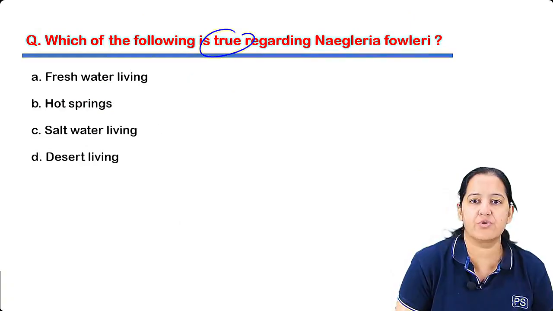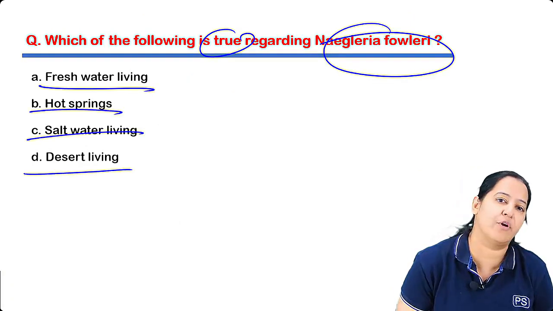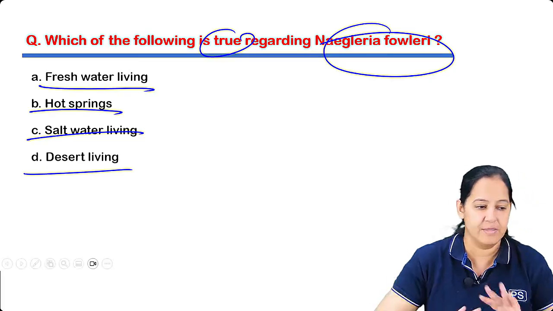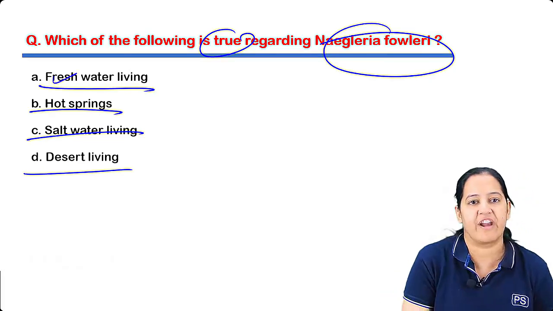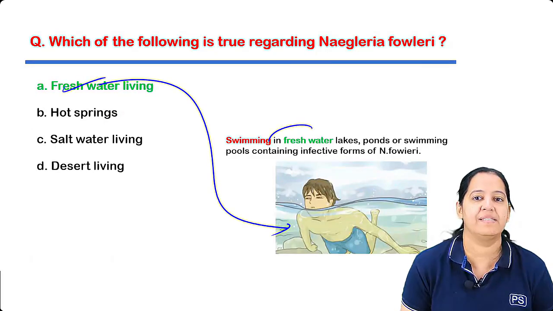Which of the following is true for Naegleria fowleri? Is it living in fresh water, hot spring, salty water or desert? Where does Naegleria fowleri live? Which water do you get it from when swimming? Fresh water. I told you it's fresh water. It's fresh water swimming. Please learn the fresh water.